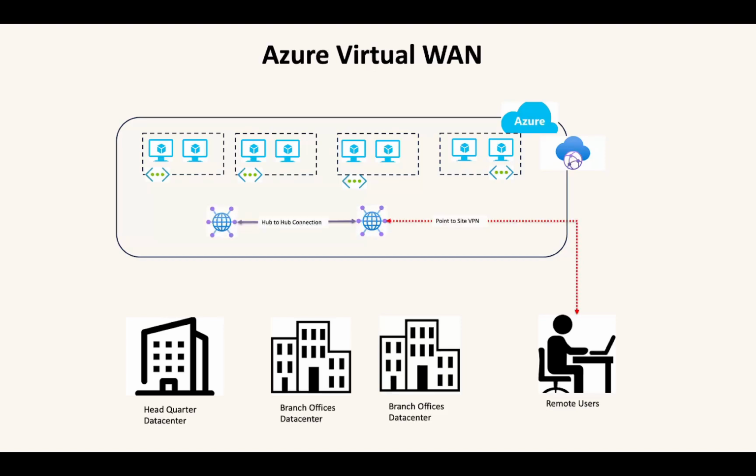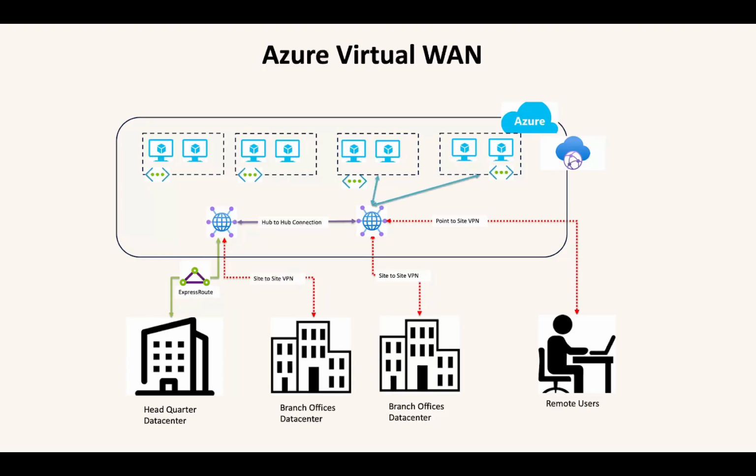So instead of managing all these connectivities individually in each branch, Azure Virtual WAN will let you manage everything centrally as one unified entity. You can deploy termination points of these remote VPN users as well as site-to-site VPNs and ExpressRoute connections all under one umbrella.